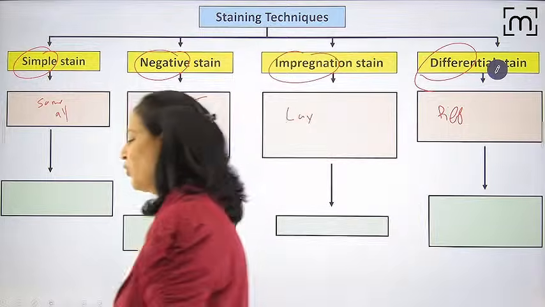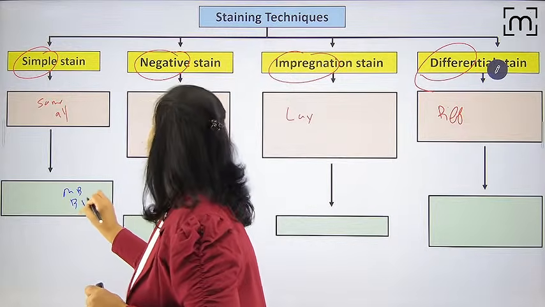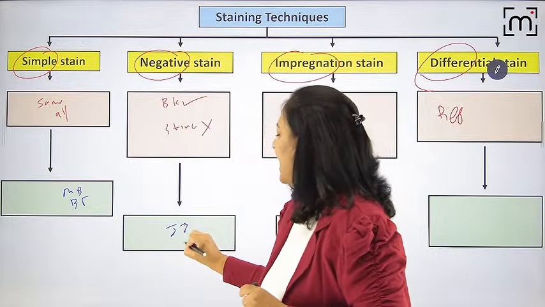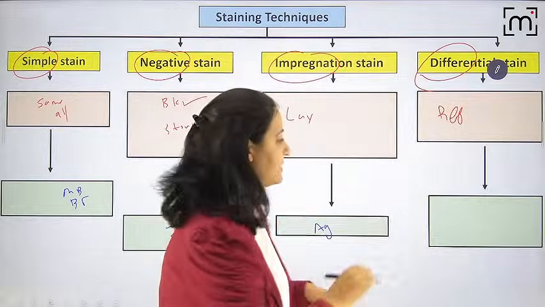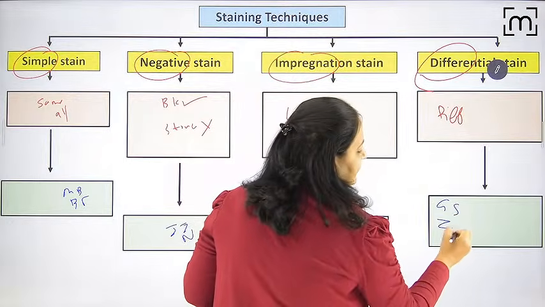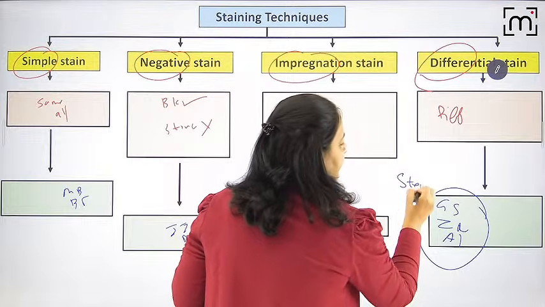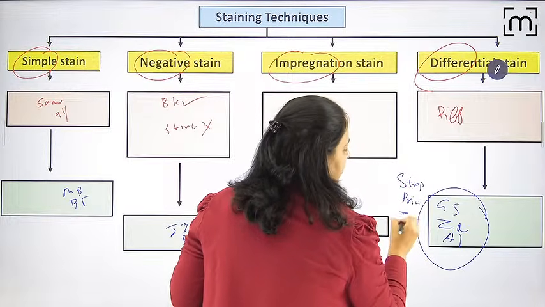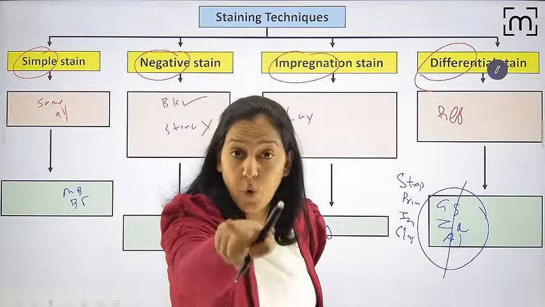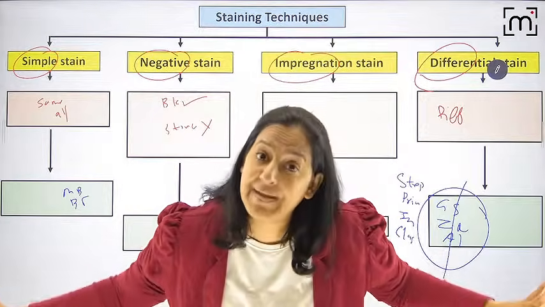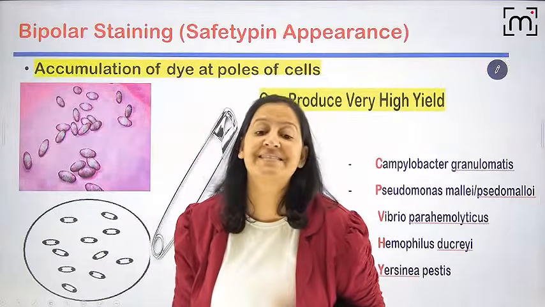Say the examples. Quick, fast, we will revise. So here we have methylene blue and basic fuchsin. Here we have India ink and nigrosin. Here we have silver stain, and here we have 3 stains: Gram stain, Ziehl-Neelsen stain, Albert stain. We have seen the steps, principle, interpretation, diagram, and classification of all these, and you know each and everything. The topic is completely covered. Whatever exam you are targeting, you are 100% prepared for staining.